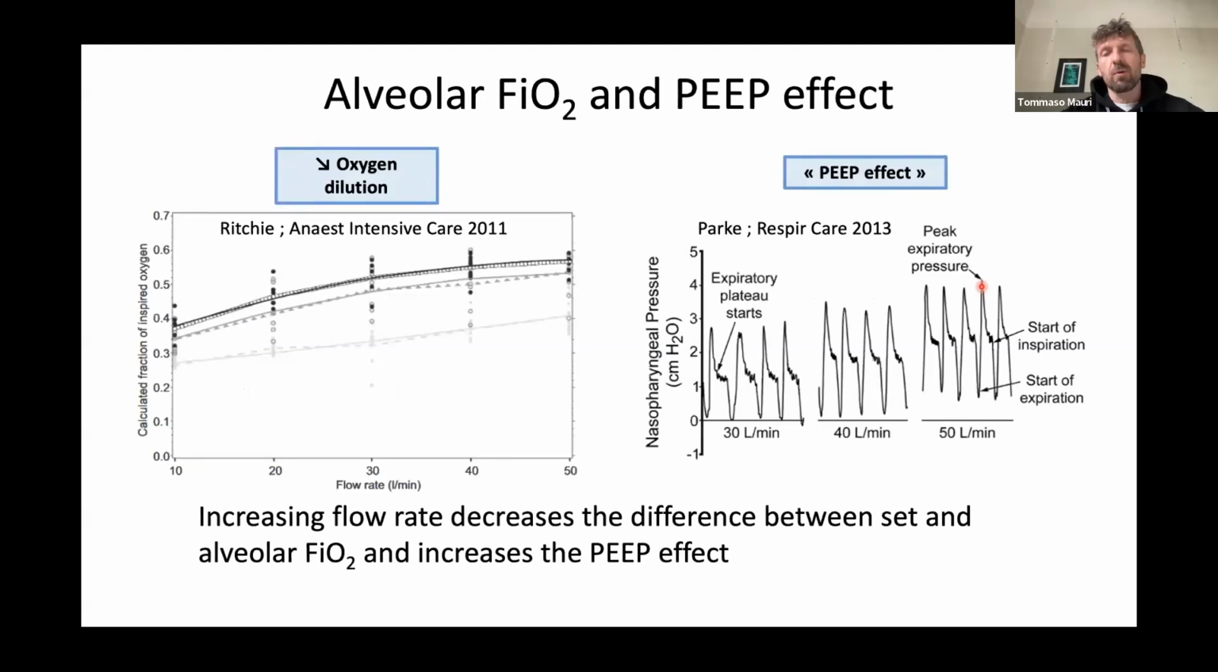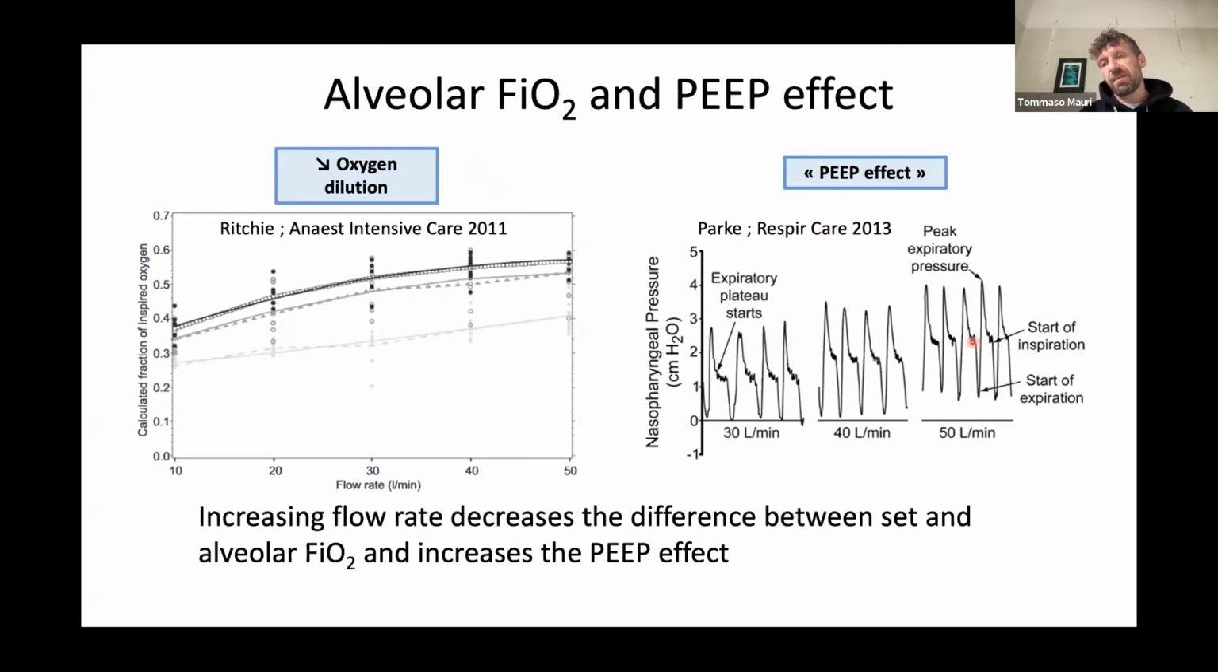Why do you improve oxygenation? Probably because the FiO2 in the alveoli is more similar to the one that you set. So you set 50% FiO2, the flow is very high, so even if the patient has a strong inspiratory effort, you don't have room air going in, and the FiO2 is more similar to the one you set. And this is, again, mostly linear with the flow.